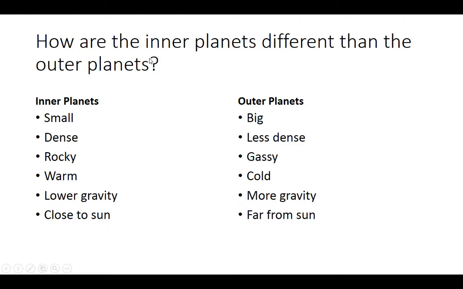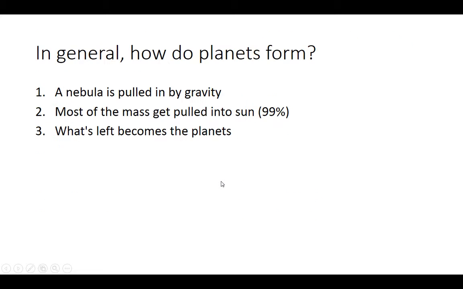Okay, so one of the things that we also tried to do is understand the differences between our planets. The inner planets are really small, dense, rocky, warm, and because they're smaller they have lower gravity, and they're warmer because they're closer to the sun. Our outer planets are bigger, less dense, gassy, cold, and because they're bigger they have more gravity, and they're colder because they're farther from the sun.